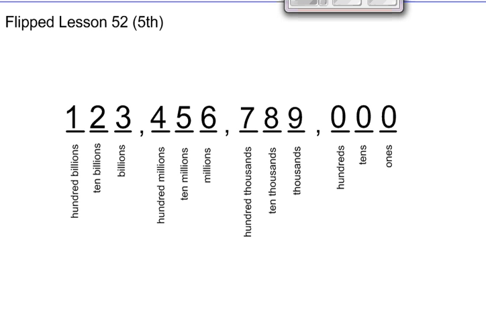Welcome to Flip Lesson 52 for the 5th grade. Today we're going to look at place values. And as we look at place values, we're going all the way up to the billions this time.